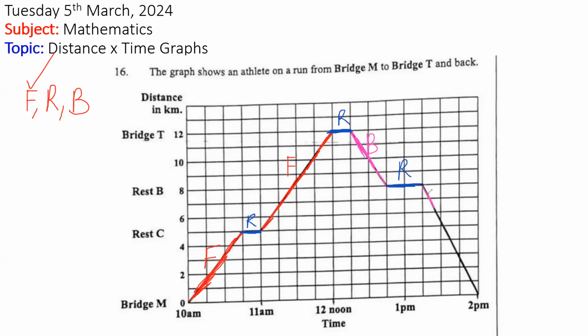And then last but by no means least, when we see a line that is slanting and descending, what does that tell you about it? It's going in reverse. The object is moving in reverse, or the object is moving backwards, or the object is returning to the start. All right.